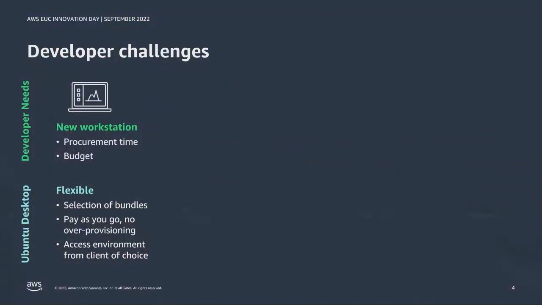But how can Ubuntu Desktop for Workspaces help to solve this problem? We'll address this problem by providing a collection of bundles and storage options. And because those bundles and options are in the cloud, there's no need to wait. You pretty much can get a Ubuntu Desktop of your choice just in minutes instead of weeks or months. And similar to other AWS services, you can pay as you go and only for what you use. And what's even better is you can access this environment with the client of your choice, including web browsers.